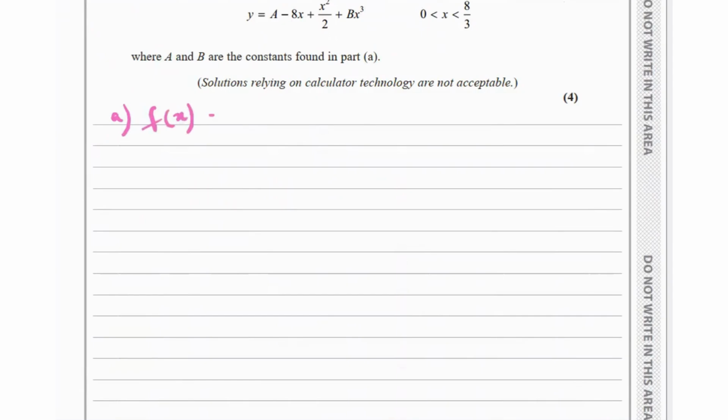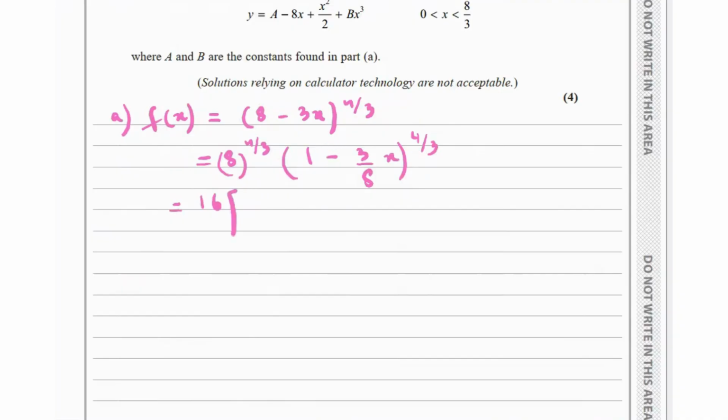So f of x is 8 minus 3x to the power of 4 over 3. We're going to take 8 to the power of 4 over 3 common outside so that the first digit is 1. So 8 to the power of 4 over 3, when you take that common outside, it becomes 1 minus 3 over 8x, whole power 4 over 3. Now we're going to use binomial expansion on the bracket, and 8 to the power of 4 over 3 becomes 16.